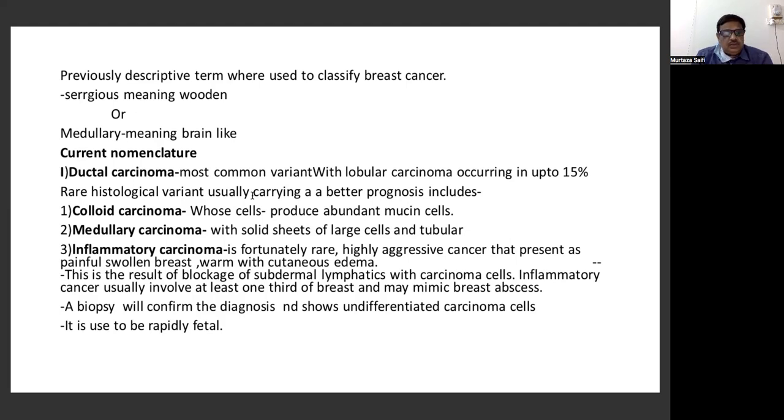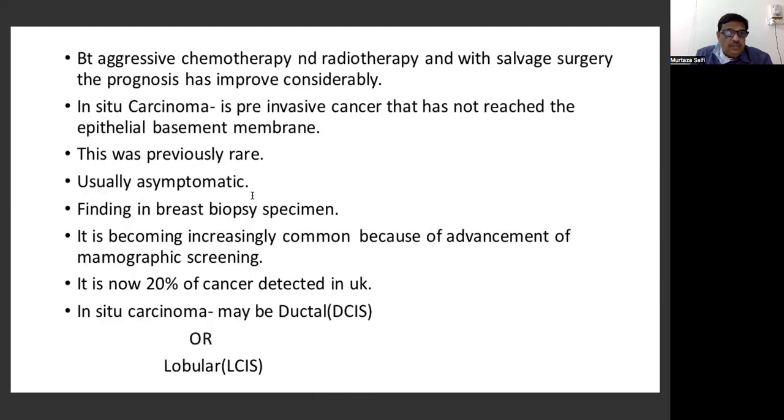This is the result of blockage of subdermal lymphatics with carcinoma cells. Inflammatory cancers usually involve at least 1/3 of the breast and may mimic breast abscess. A biopsy will confirm the diagnosis. It shows poorly differentiated carcinoma cells. It used to be rapidly fatal, but with aggressive chemotherapy and radiotherapy and salvage, the prognosis has improved considerably.